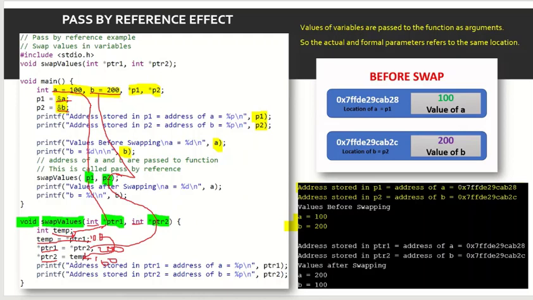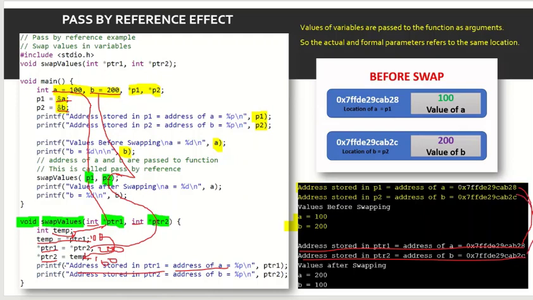So nothing is returned back here. You can see from the function also I am displaying the address stored in ptr1. That is, address stored in ptr1 is address of a itself, which is same. From the function also I am displaying the address stored in ptr1 and address stored in ptr2, which is the address of b. These two values are same.